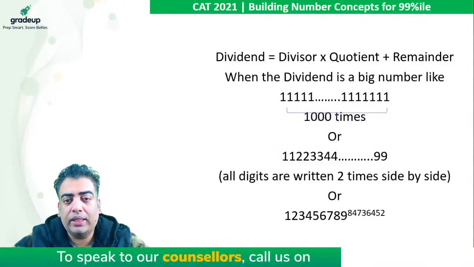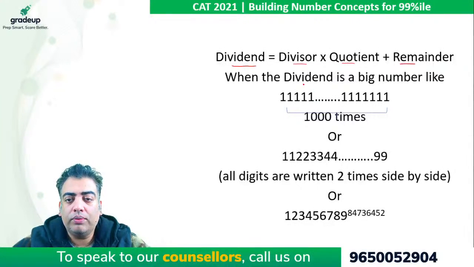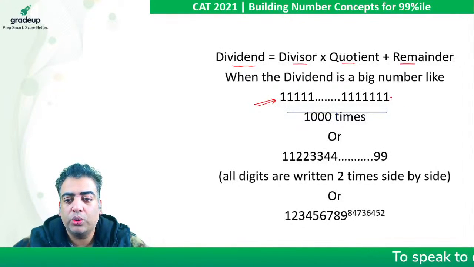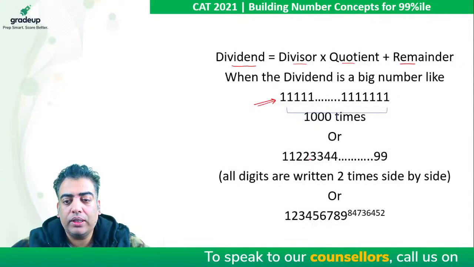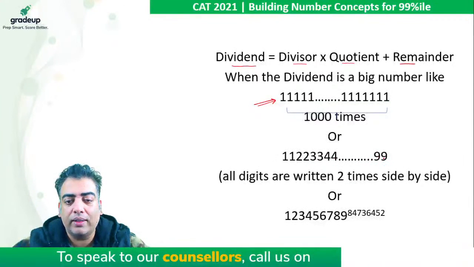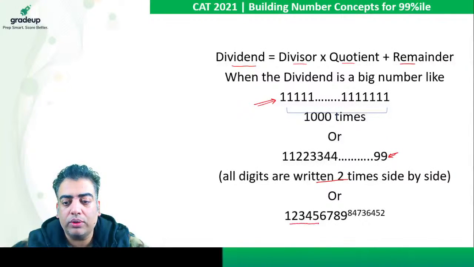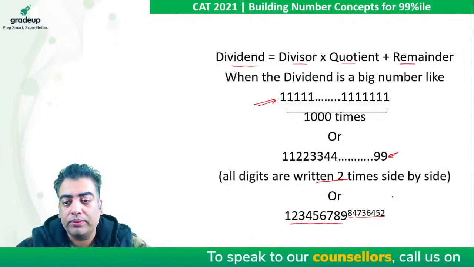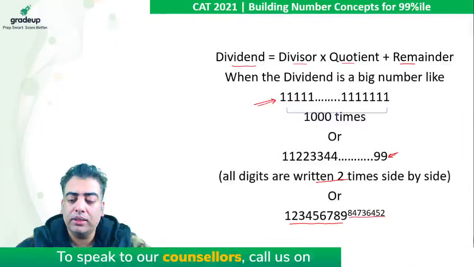Now we all know that dividend equals divisor into quotient plus remainder. So when the dividend is a very big number, like 111 written 1,000 times, it is a 1,000 digit number. Or 11223344 and so on up to 99, with all digits written 2 times side by side, so it will be an 18 digit number. Or you come across such a number as 1, 2, 3, 4, 5, 6, 7, 8, 9 to the power 84736452. In order to divide such large numbers by certain divisors, our job becomes easier if we use divisibility rules.